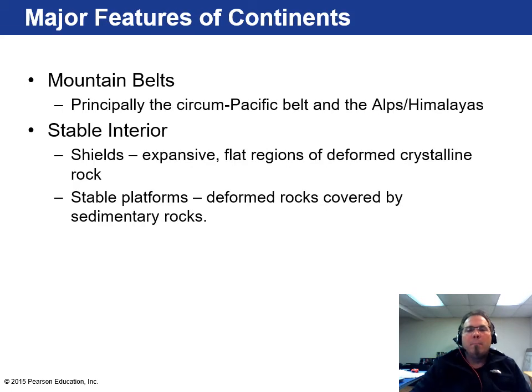Some of the major features of continents are mountain belts, like the Alps, the Himalayas, the Chilean mountains, the Rocky Mountains. You also have the stable interior of continents, shields, which are extensive areas where you have very, very old, very hard rocks, like the Canadian Shield or the Australian Shield, which is where some of the oldest rocks on Earth have been found. Then you have stable platforms, which are deformed rocks covered by sedimentary rocks. We'll cover a lot of this later on in the semester. There's a chapter on all of these things.